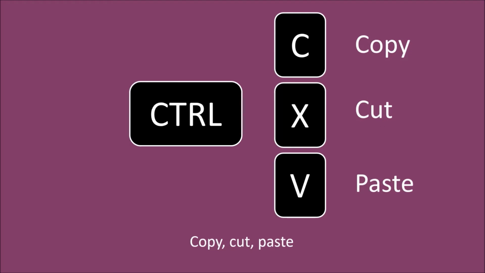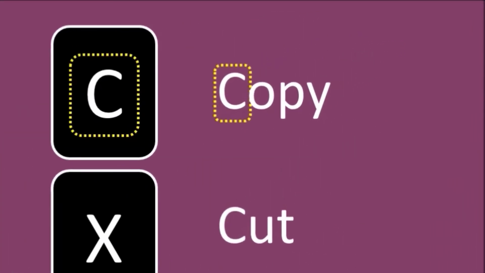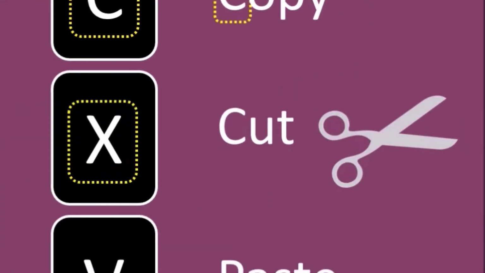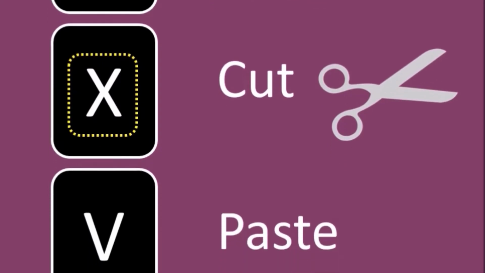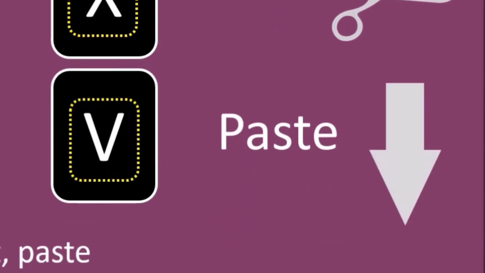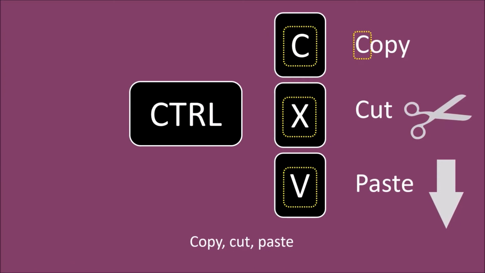You can remember copy because it's the same letter. You can remember cut because it looks like a pair of scissors. And you can remember V because it's the arrowhead of where you're going to put the text. Using these on your keyboard will save you stacks of time. And that's why it's our number one.